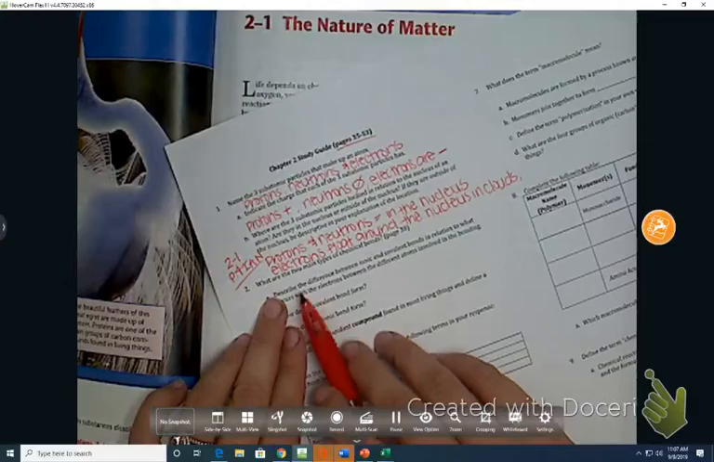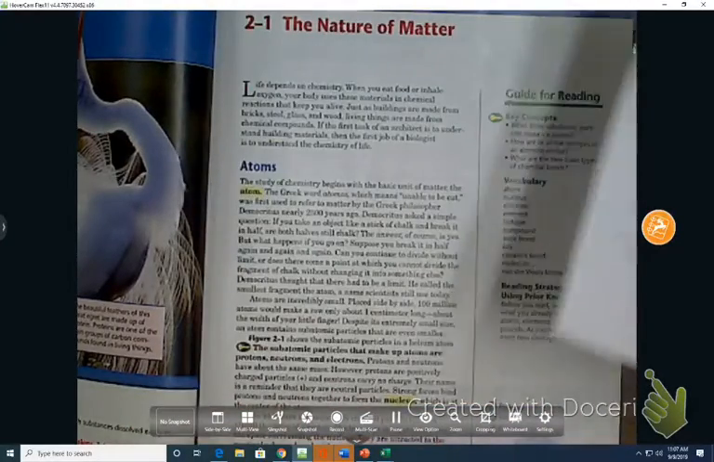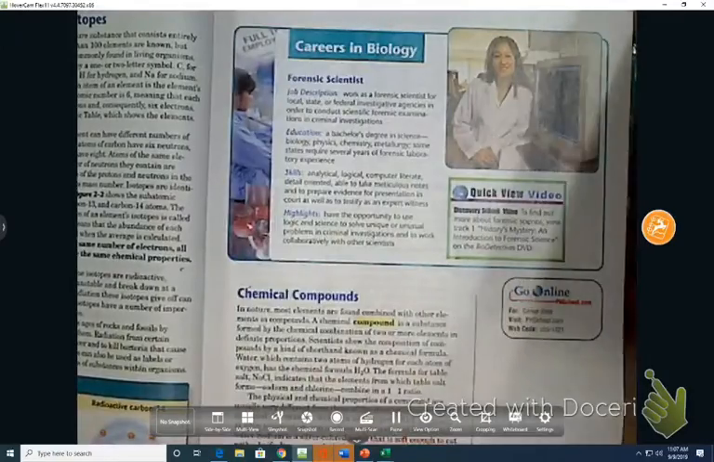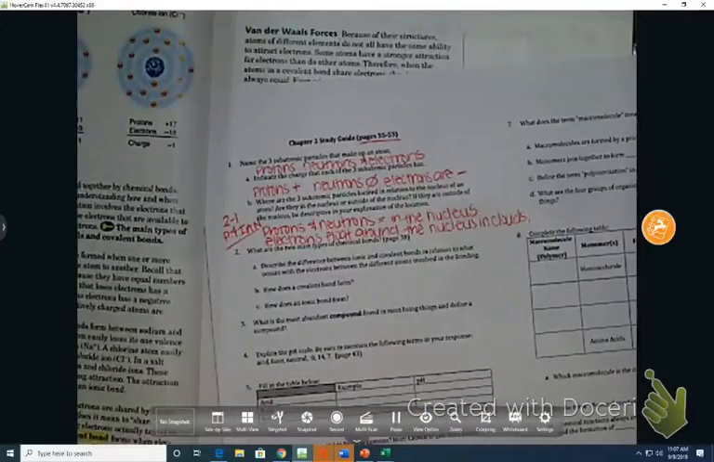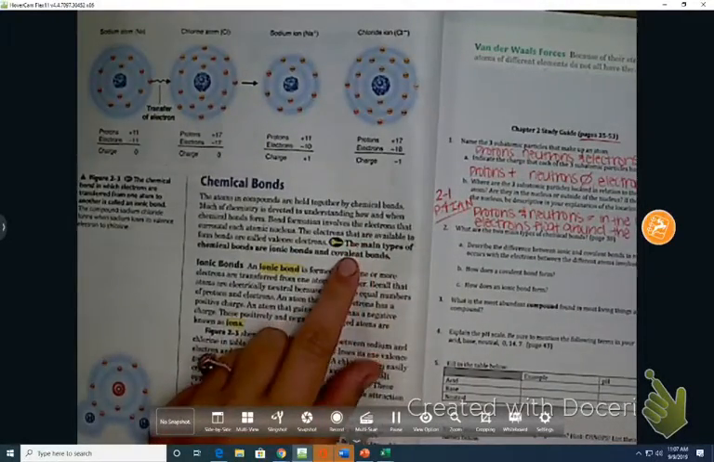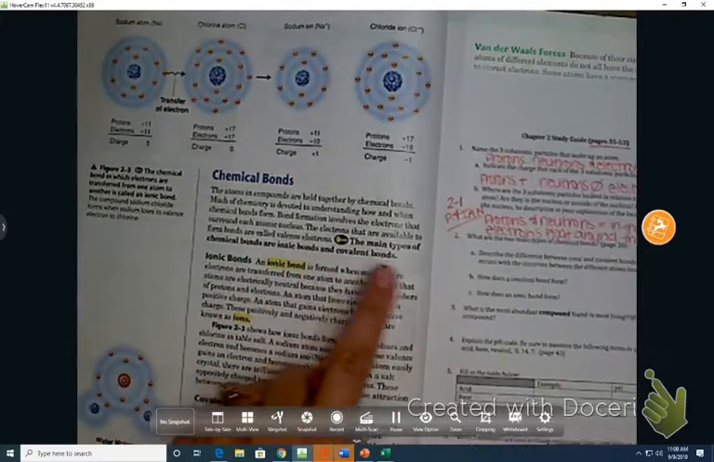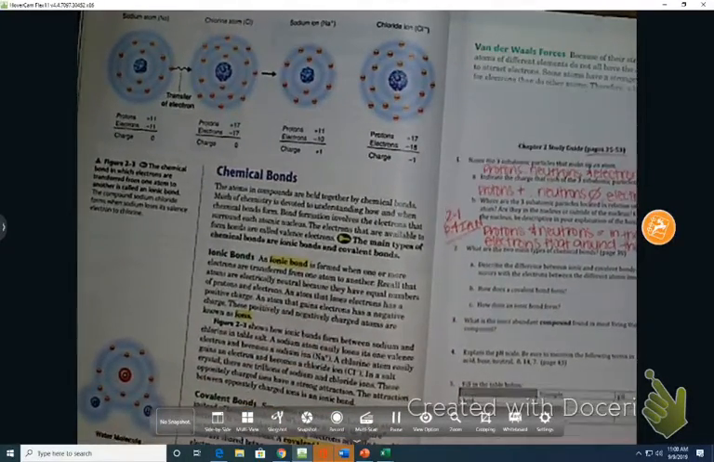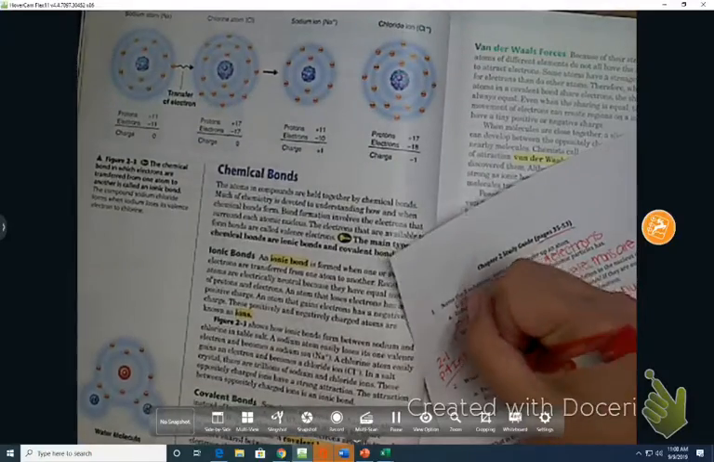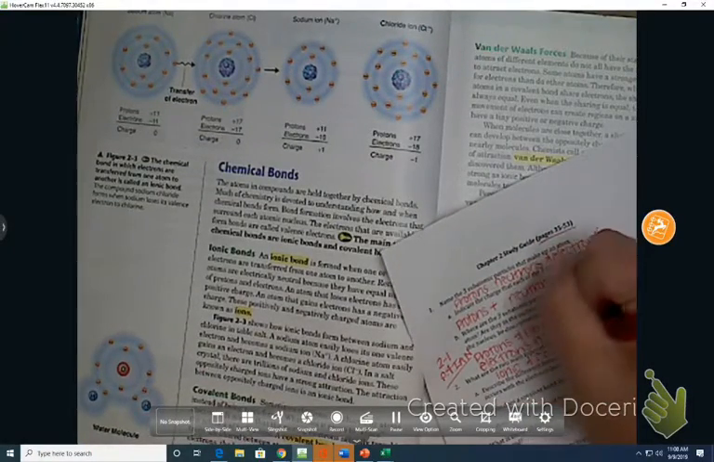Number 2, what are the main 2 types of chemical bonds? It says look at page 38. So we'll flip the page over to page 38, and we can see here chemical bonds. And here's our key concept. The main types of chemical bonds are ionic and covalent. So we know that this answer is ionic and covalent.